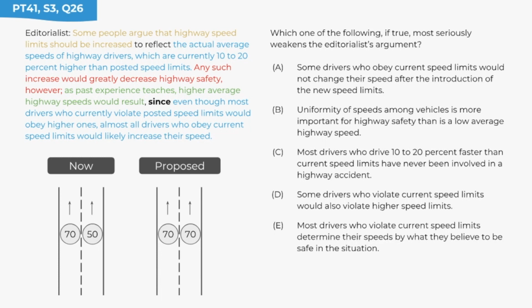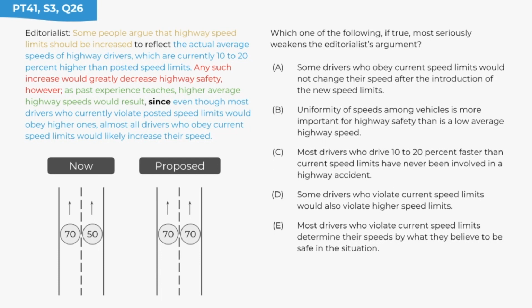Depends. There's this other factor that may play a role in determining highway safety, and if it turns out that other factor is more important, that would undermine the argument. Okay, so now that we understand that there are two factors changing here, and they're suggesting that a raise in the speed limit is going to decrease highway safety, but there's this other factor that may discount that conclusion, we at least have a sense of the gap, and we can go into the answer choices with an idea of what we're looking for. So if we look at answer choice A, some drivers who obey current speed limits would not change their speed after the introduction of the new speed limits.